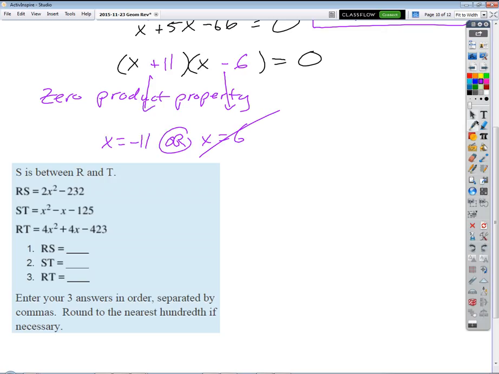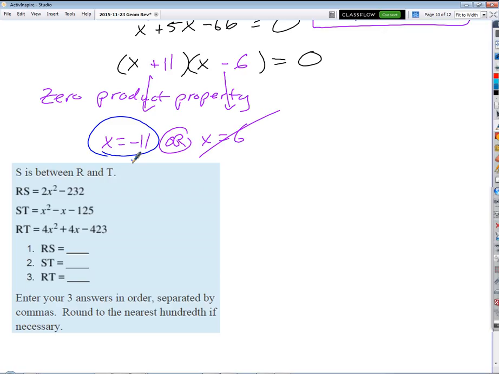Gotta go back and use negative 11, right? And you can use a calculator for this. So now, what's this gonna give me? RS is gonna be 2 times negative 11 squared minus 232. We could just plug that in the calculator.